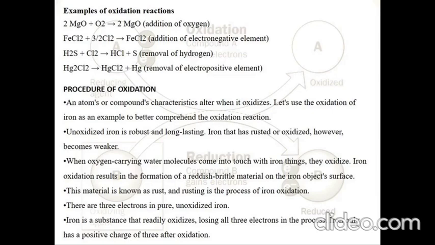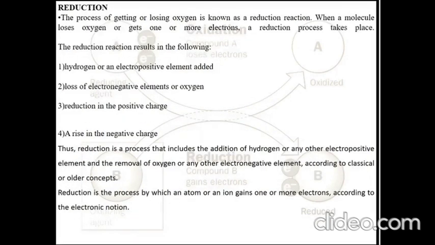These are the 3 electrons in pure unoxidized iron. Iron is a substance that readily oxidizes, losing all the 3 electrons in this process. Iron only has a positive charge after oxidation.